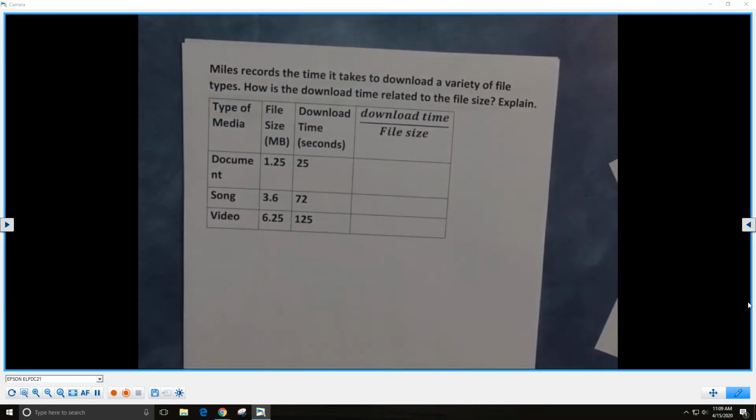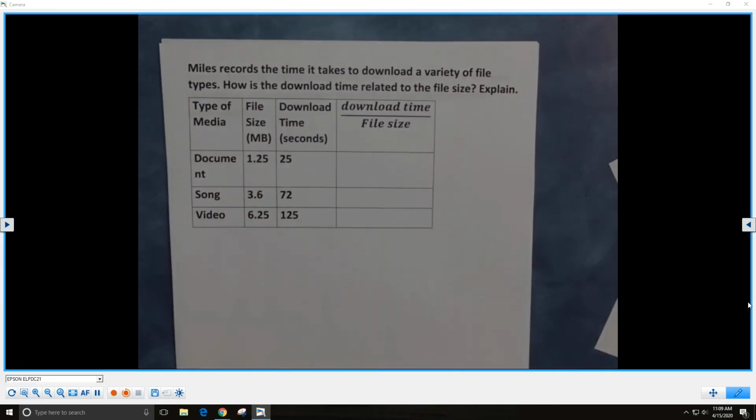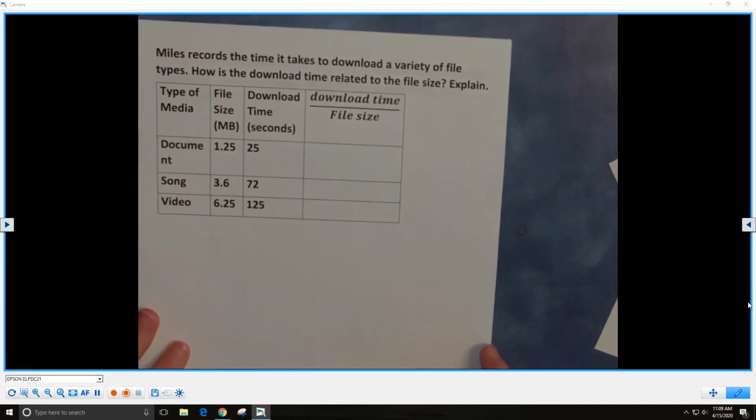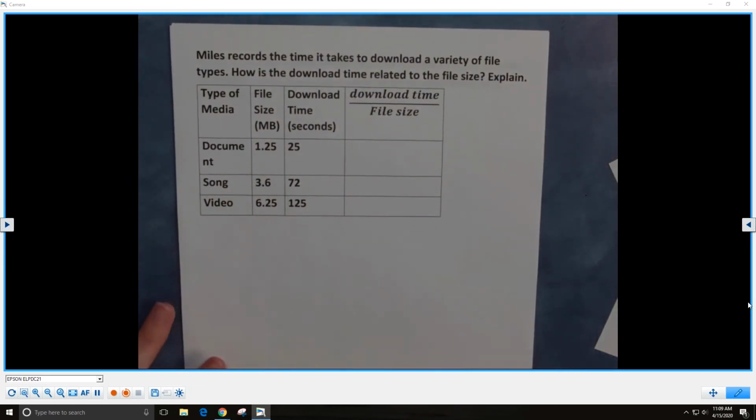Let's think back to our problem with Sarah's mobile game. Let's do a similar problem. We'll think about this problem together. Miles records the time it takes to download a variety of file types. How is the download time related to the file size? Explain. Complete the table and decide if there's a proportional relationship.